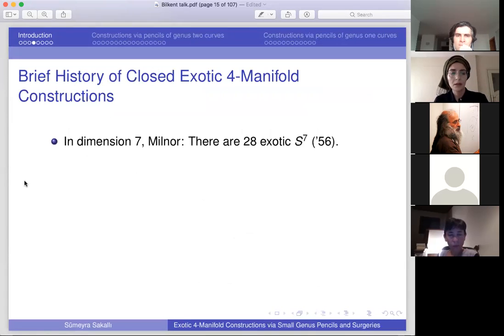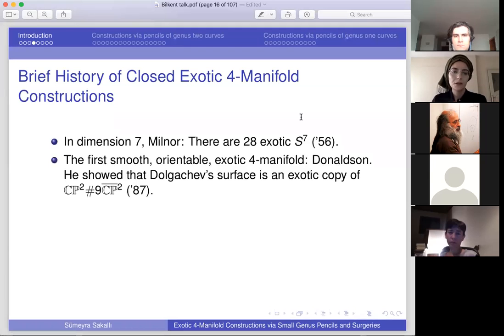Okay. And now I want to give a brief history of closed exotic four-manifold constructions. It is not very detailed, but just to give an idea, I will list some results. As far as I know, exoticness starts in dimension 7. And Milnor showed that there are 28 exotic 7-dimensional spheres. I think this word is his terminology. I think Milnor introduced that, and it is due to him. And if we again go back to dimension 4, the first smooth orientable exotic four-manifold is due to Donaldson. And he showed that Dolgachev's surface is an exotic copy of a complex projective plane blown up at 9 points.